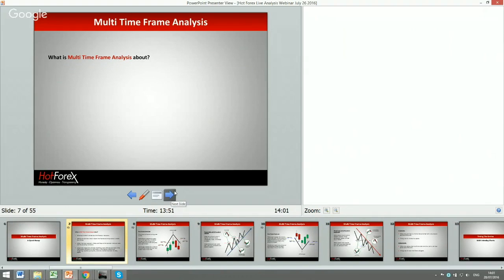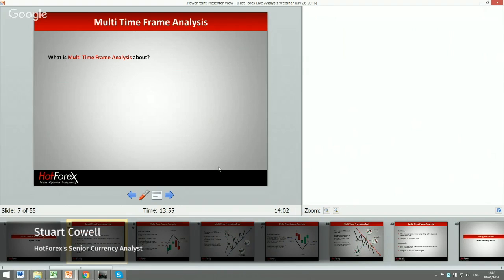Multi-time frame analysis is what we teach as our approach. It's like any approach, it's not infallible. And I say most of successful trading is what's between your ears. It's really about your approach to risk and managing risk.